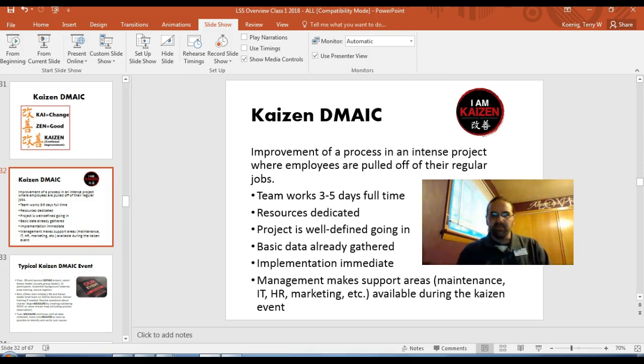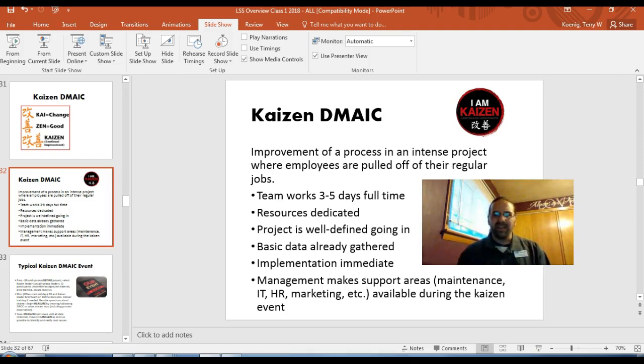All right, so Kaizen: improvement of a process is an intense project where employees are pulled off their regular jobs. Do not expect them to do their other jobs. They're done. They're doing this now this week. 3 to 5 full days for an event. Dedicated resources. That means if they need a forklift, they don't have to go borrow one from shipping. They have their own forklift available. Pallet jacks. A maintenance man, maybe.